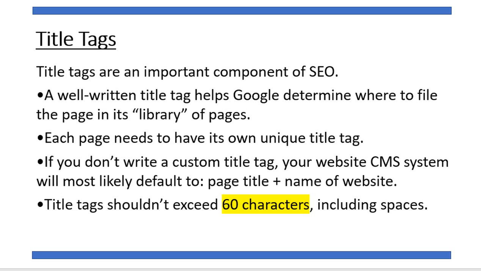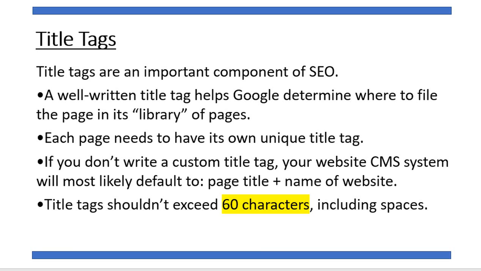Google is helped a lot by you writing a title tag that says what the page is about. So each page needs to have its own unique one. You don't want to have duplicate title tags across the different pages of your site. They need to each be unique. And if you don't write a custom title tag, in most cases, your website content management system, particularly WordPress, will most likely default to the page title plus the name of the website. And this isn't bad, but it's just not effective.